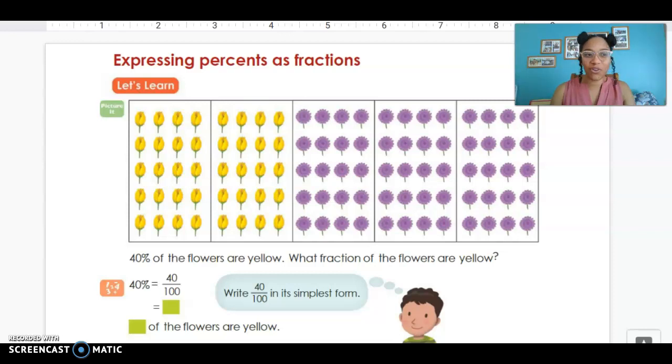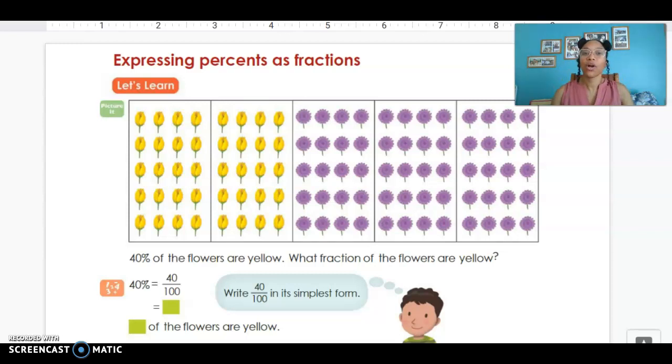Now, I know a lot of you are looking at the number 40 and the number 100 and thinking, they both end in 0. I'm going to divide by 10. That's great. But remember, if you don't divide by the greatest common factor, you might need to divide again. So let's divide by 10 and then check our work to see if we finish simplifying.